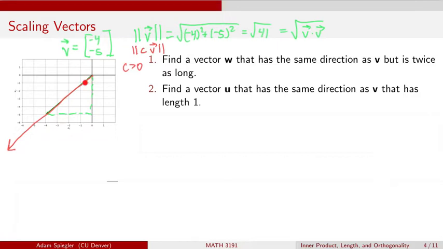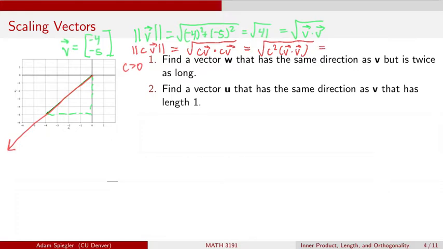But we want to find the vector that points down and to the left, but is twice as long. So we can pick some scalar c bigger than 0, and let's consider what happens if we want to find the magnitude of this vector. Well, we can write this as the square root of c times v inner product with c times v. And recall from our properties of inner products, we can pull out those constants, and we've got two of them. So I can pull out one c and a second c, and that gives me c squared times the dot product of v with itself.